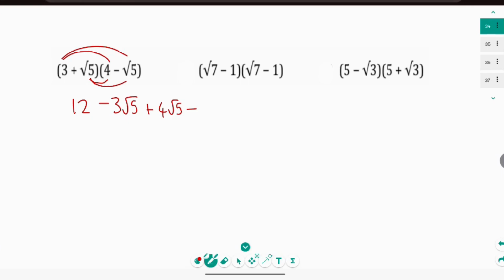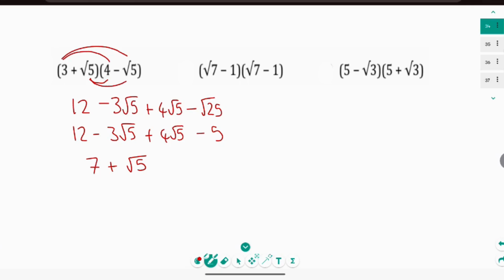Root 5 times root 5. If you want to go straight ahead and write 5, you can. If you prefer to do it in steps, write root 25. And let's simplify. Can't simplify 3 root 5. Can't simplify 4 root 5. But I know the square root of 25 is 5. Right, now collect our like terms. 12 take away 5 is 7. Minus 3 root 5 and 4 root 5 is just positive 1 root 5.